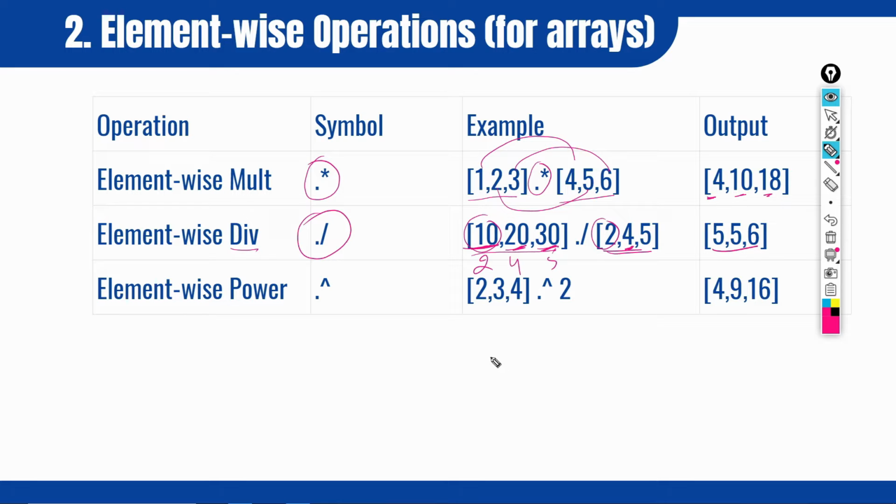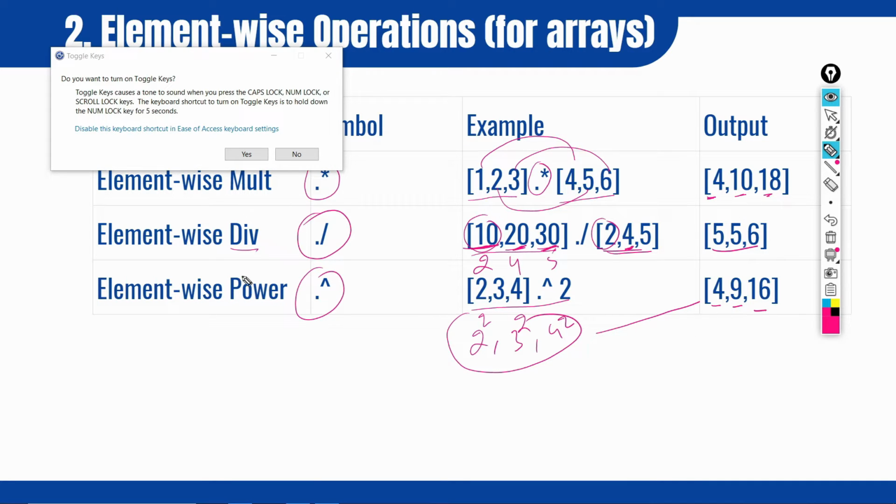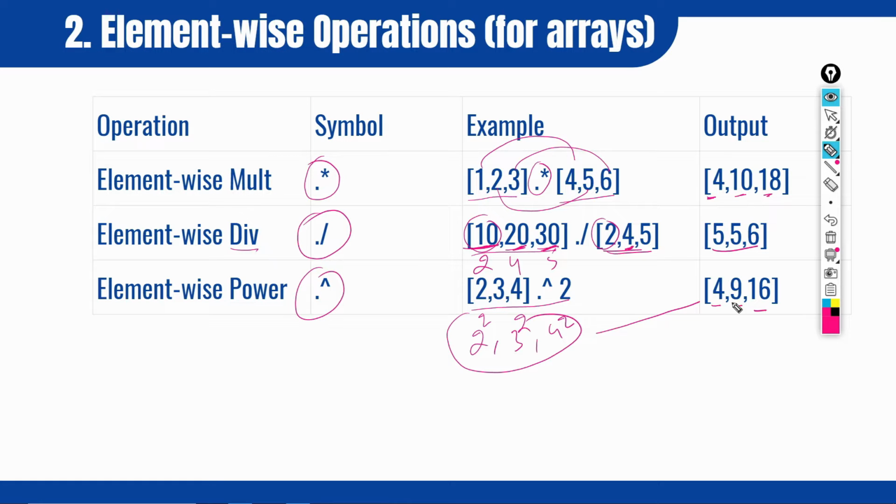Similarly, if we have element-wise power, for that we are using dot caret. So the meaning of this one is 2 raised to power 2, 3 raised to power 2, 4 raised to power 2, and after computing all these values we will have 4, 9, 16. So these are the differences between the simple product, addition, element-wise division, element-wise multiplication, and element-wise power.